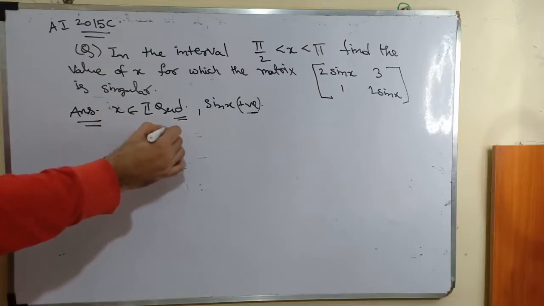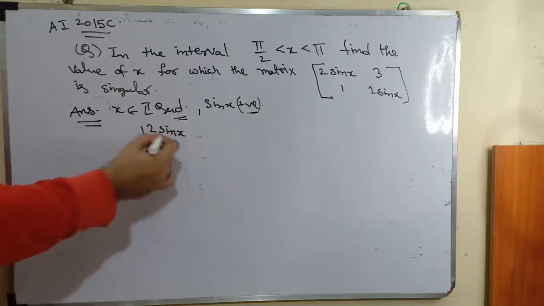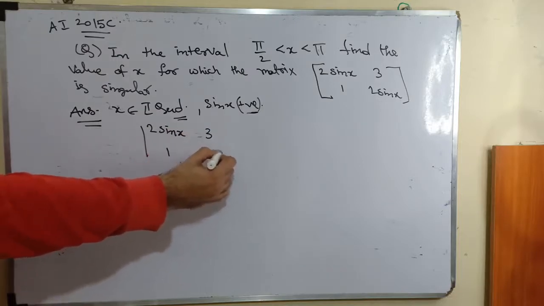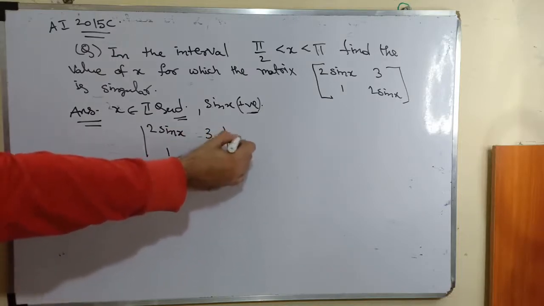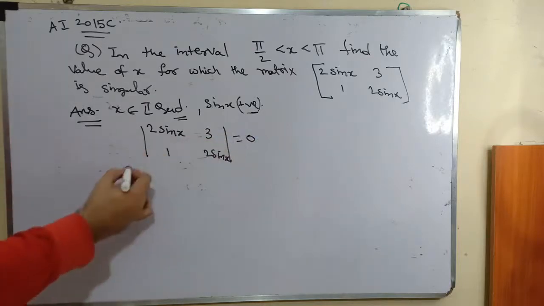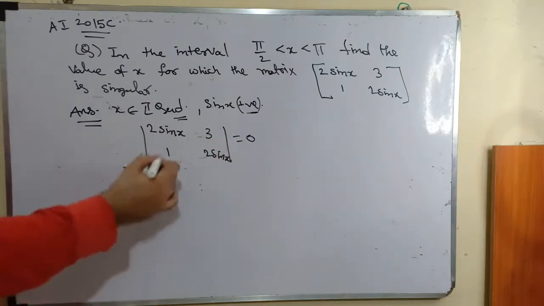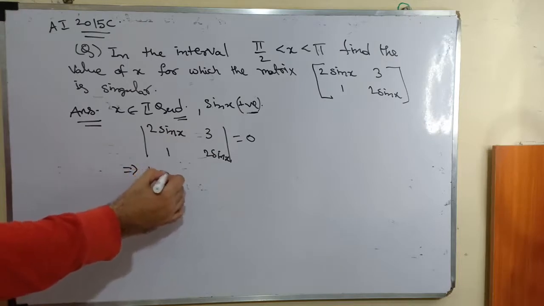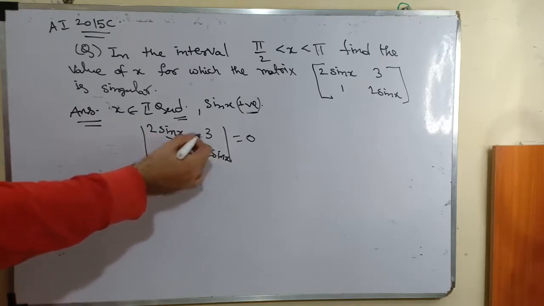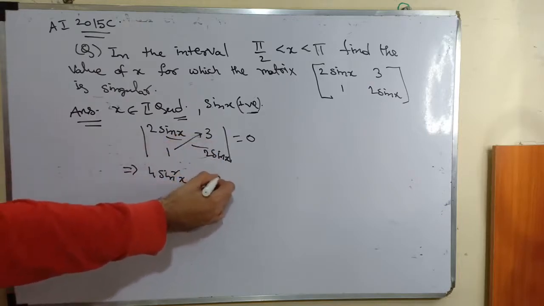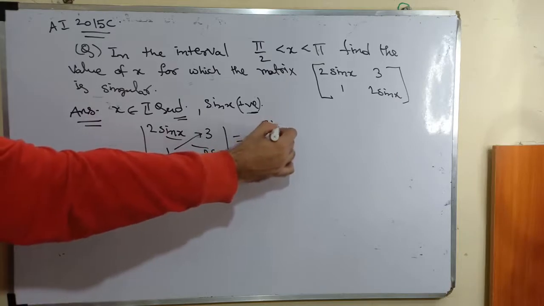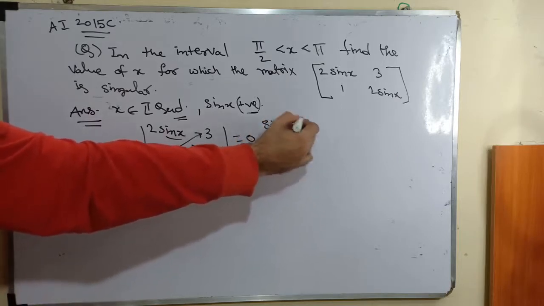So you have [2 sin x, 3; 1, 2 sin x]. We need to set the det to 0. After this what we get is 4 sin square x, that is 2 sin x into 2 sin x is 4 sin square x, minus 1 into 3, which is 3, is equal to 0. So I got the scenario where sin square x is 3 by 4.